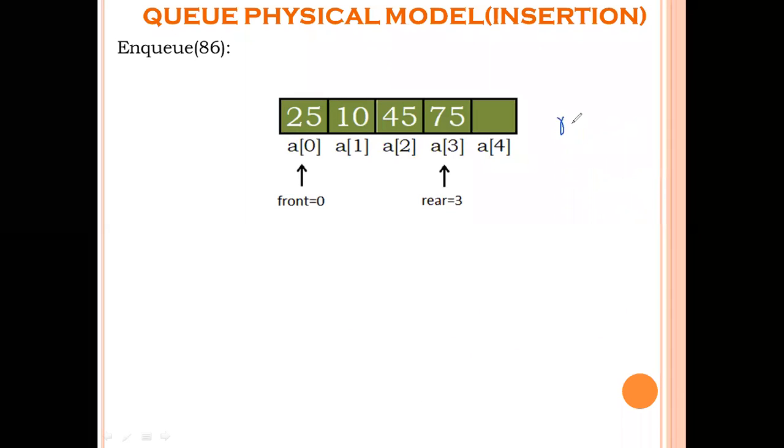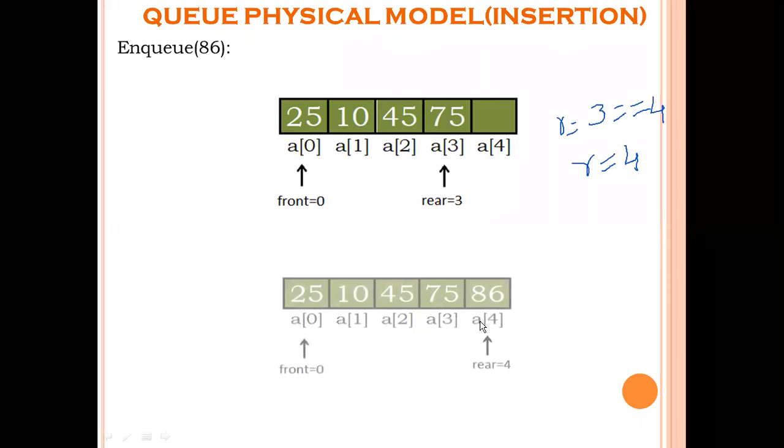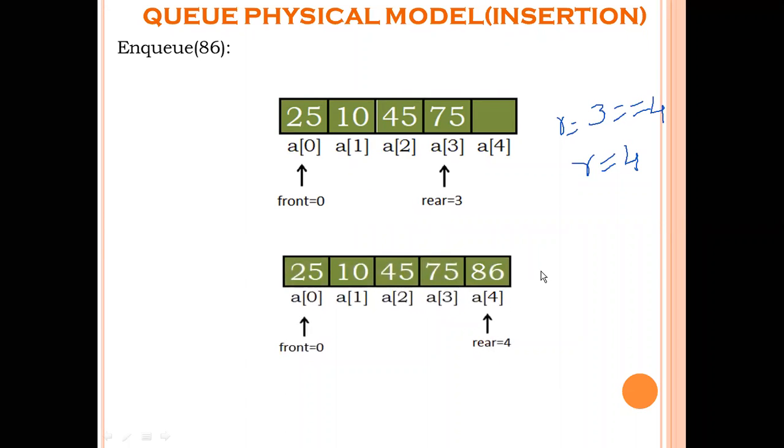Now what is the value of rear? 3. Whether 3 equal to 4? No. So can we perform the insertion? Yes. Now what we need to do? Increment rear by 1. 3 plus 1, you will get 4. Now in the position of 4, what we can do? We can place the element 86. In the position of 4, we have placed the element 86.